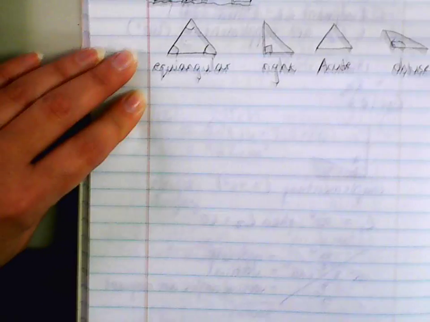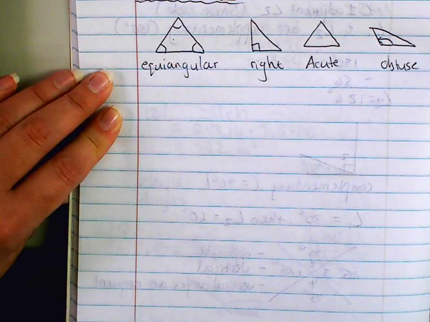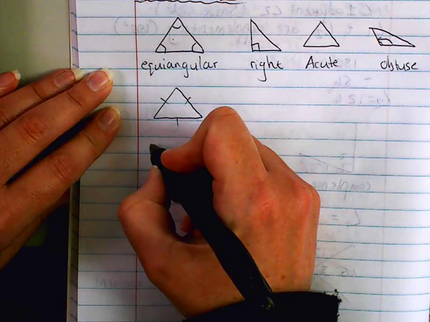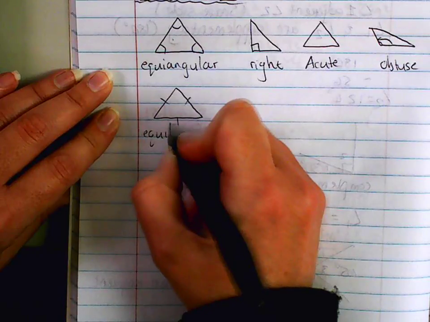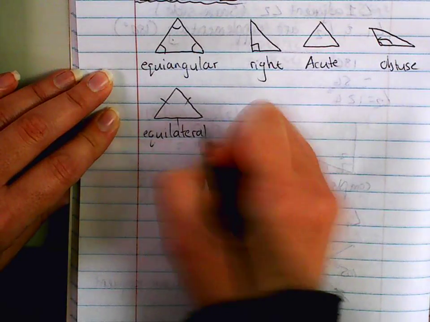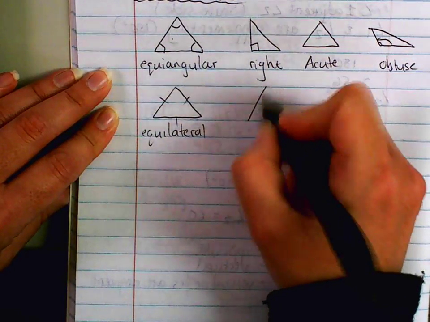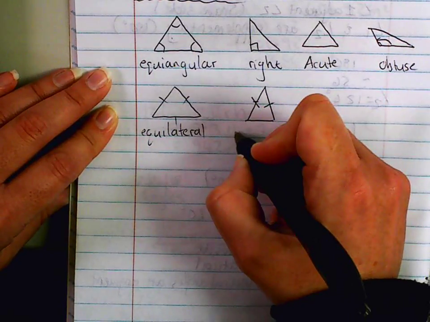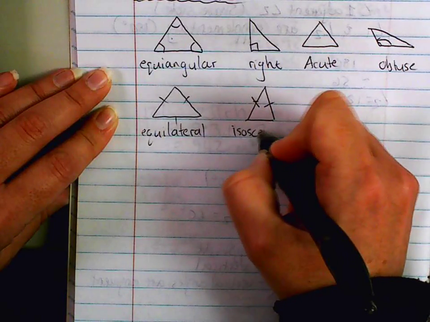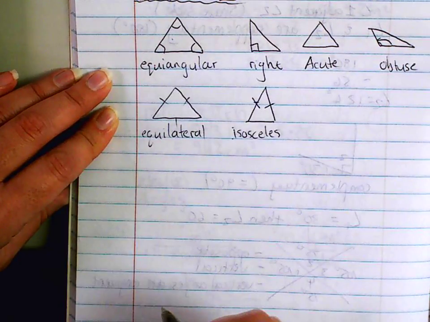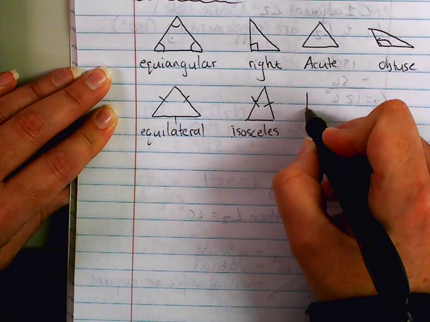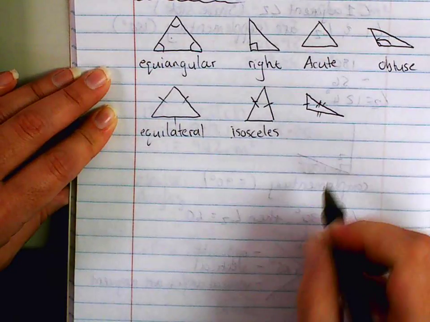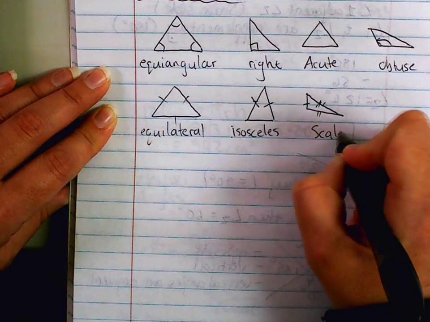Okay? We can also classify them according to their sides. If all sides are equal, then we say it's equilateral. Lateral means sides. If two of the sides are equal, we say it's isosceles. And if it has all kinds of different measurements, this one's on its own, this one's on its own, and this one's on its own, we say it is scalene.